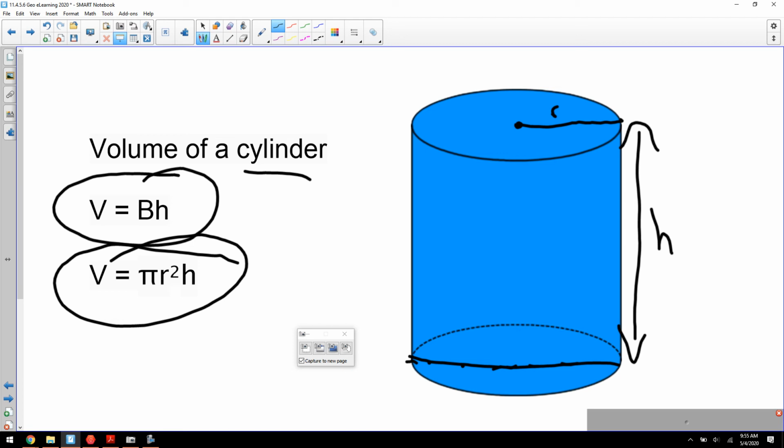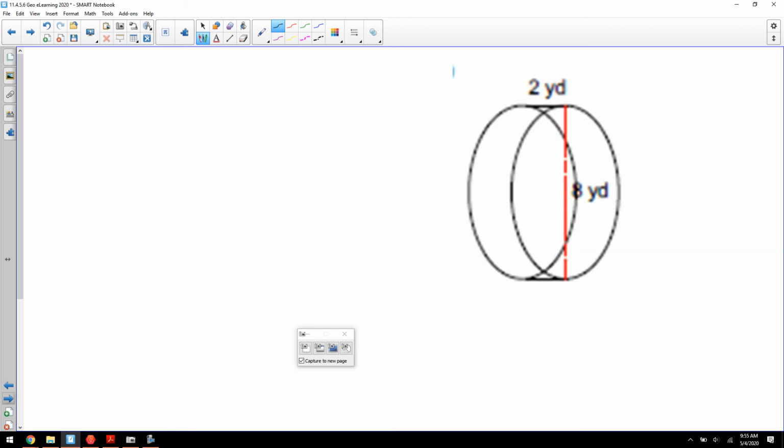So for those of you that don't have the multi-view calculator, you can just put everything together as you would normally, and then just put pi after it in your answer. So let's take a look at an example.